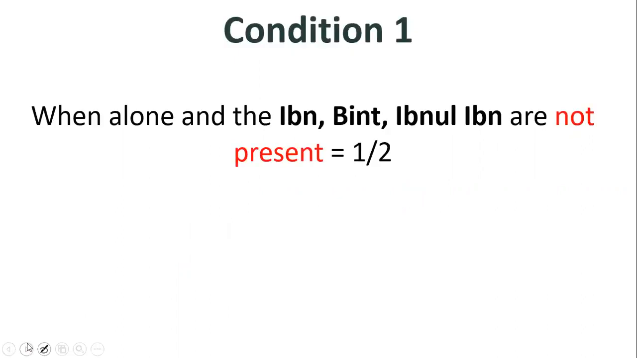Moving on, inshallah, to another example for condition number 1. Again, the condition reads, when alone and the Ibn, Bint, Ibnul Ibn are not present, the Bintul Ibn will receive half of the inheritance. This is something, these conditions, we need to know this off by heart. I can't stress that enough. Anyway, so over here, Zawja will receive 1/8. Jad will receive 1/6 plus Asaba.